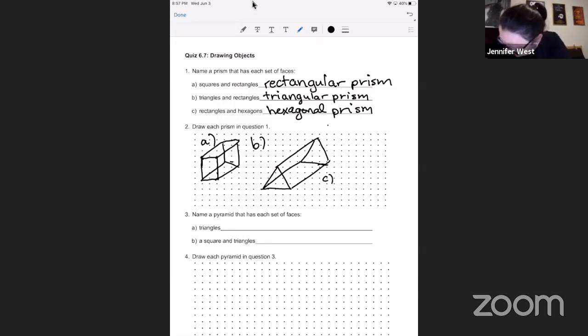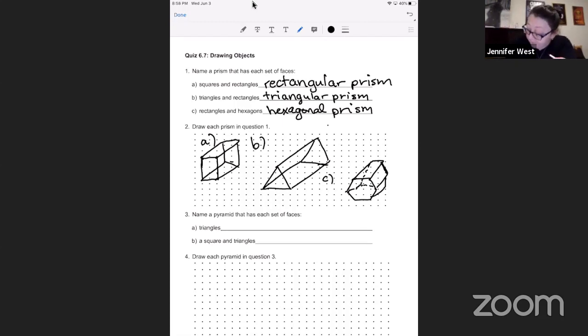So it has six sides. So I draw the six-sided shape first. 1, 2, 3, 4, 5, 6. And then I would draw the lines kind of like this. This one is very tricky to do. That's not the best job, but I'm sorry.